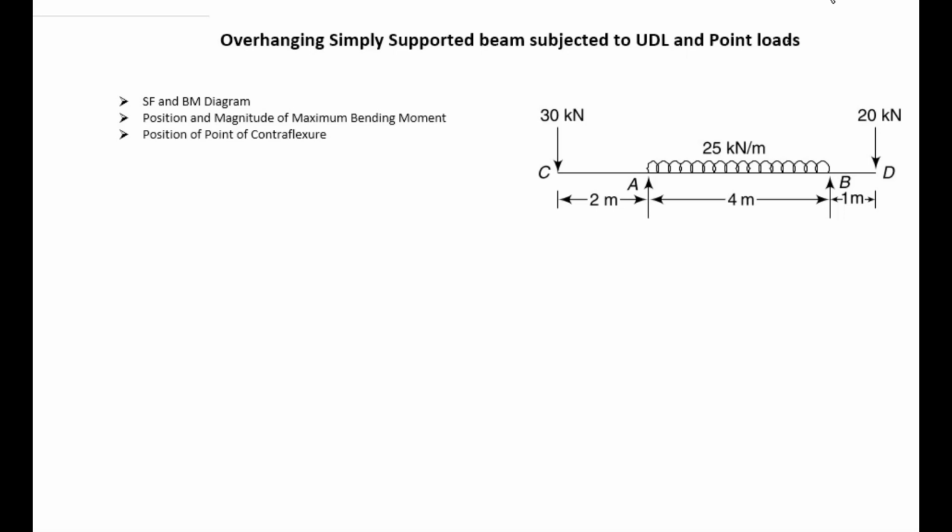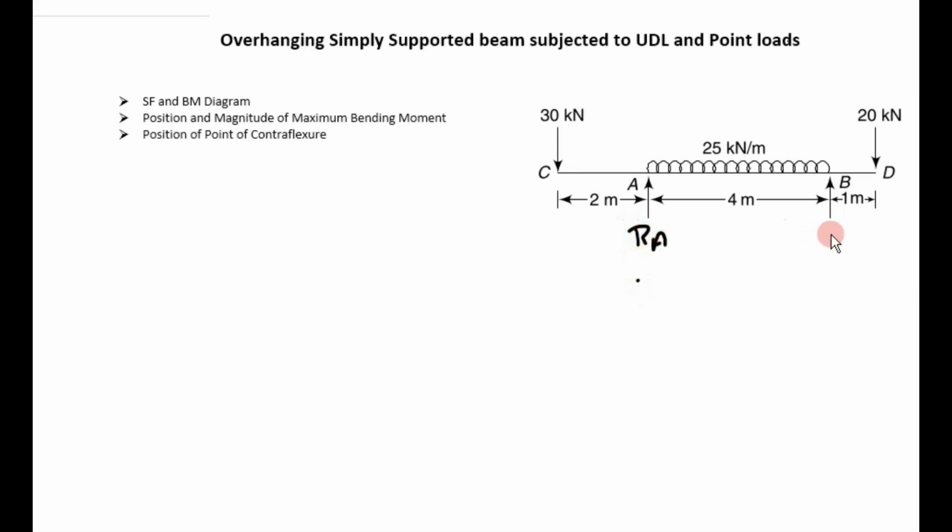So we have to draw the shear force and bending moment diagram. Second, we have to find out the position and magnitude of maximum bending moment. And third, we have to find out the position of the point of contraflexure. So first calculate RA and RB.